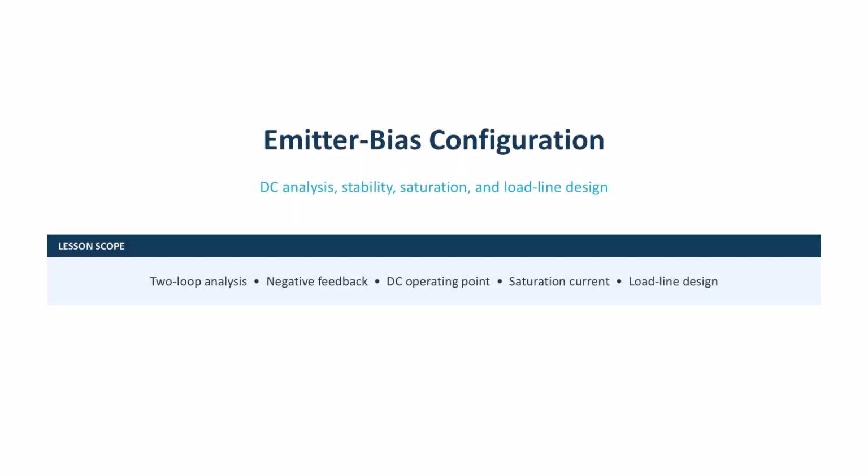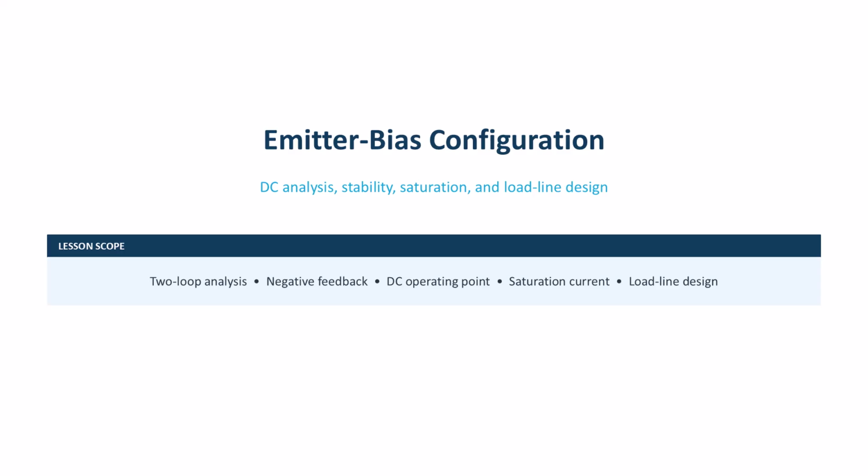In this lesson, we study the emitter-bias configuration of an NPN transistor. Our goal is to connect the circuit equations with the physical feedback mechanism that improves DC stability. We will first form the DC equivalent circuit, then analyze the base emitter and collector emitter loops.